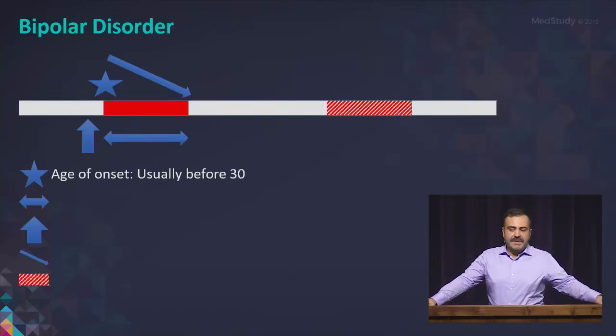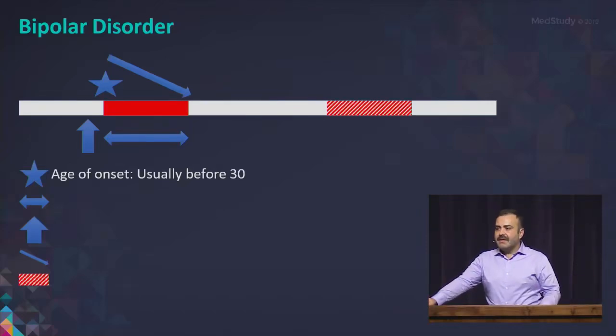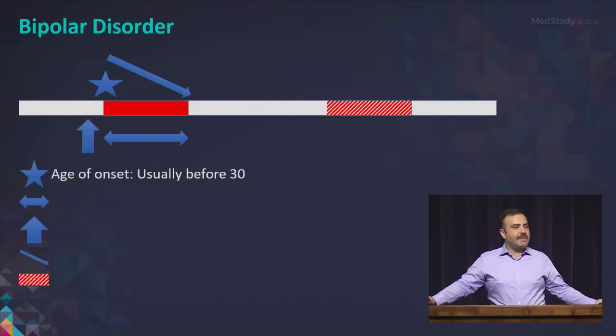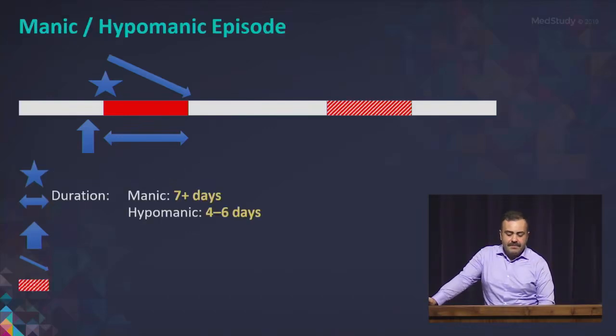So there is always the question of what's the difference between bipolar 1 and bipolar 2. Back to the graph, think for bipolar disorder, the age of onset is before 30. So if you have a 65-year-old guy for the first time looking very manic, it's probably not bipolar disorder.